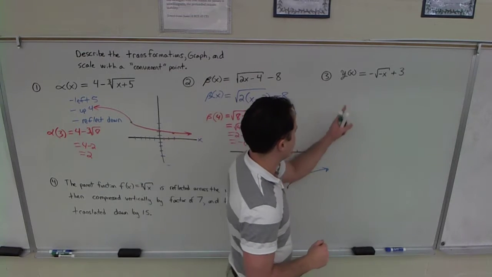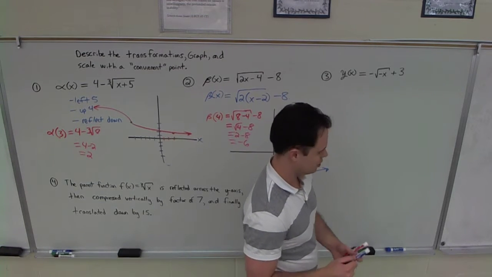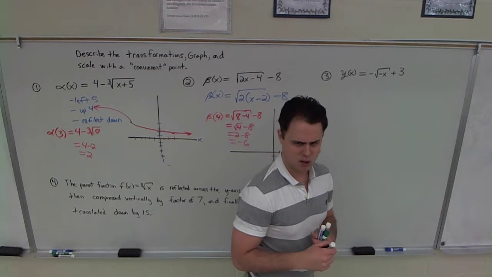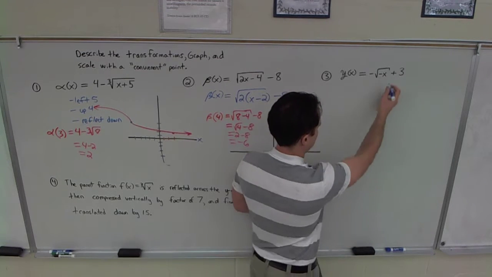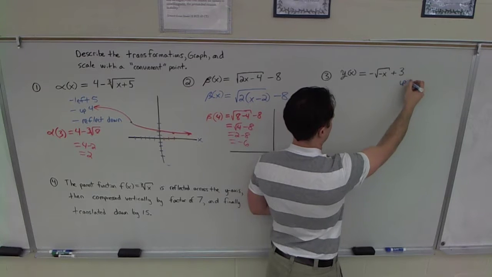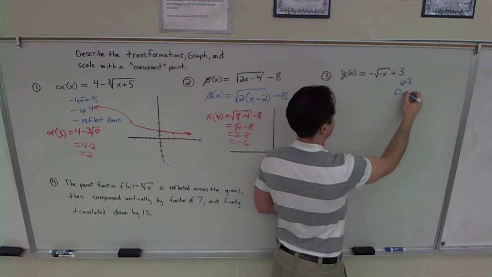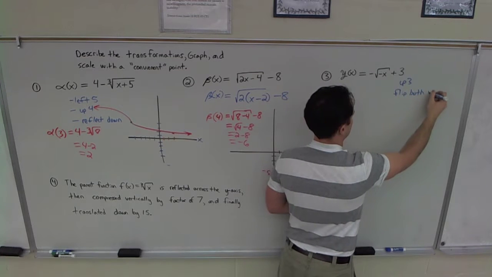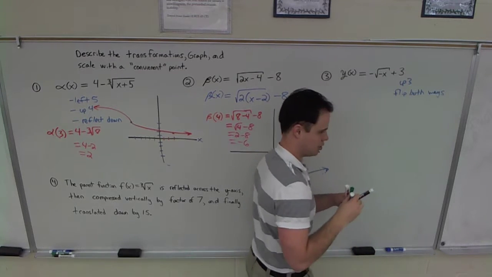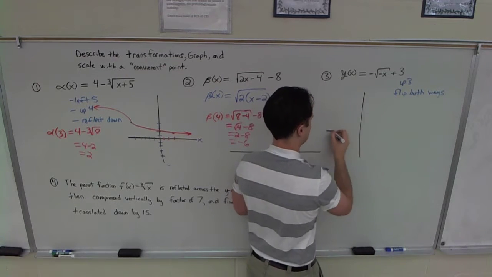Transformation time. All right, gamma. So gamma of x. I think this one's a little easier. Let's go down here. Got an up 3, and we've got both kinds of reflections. So I'm just going to say flip both ways to be brief. Launch pad shape, and you should be good.